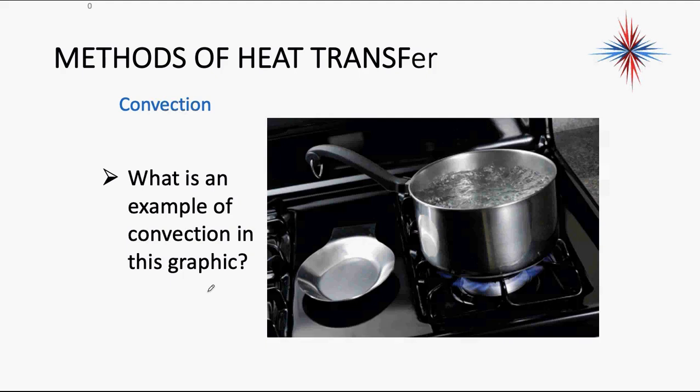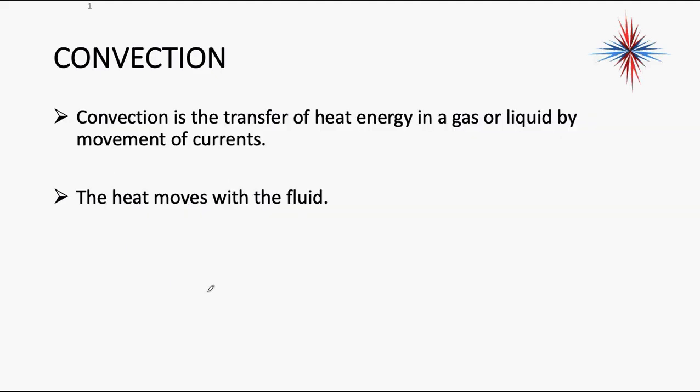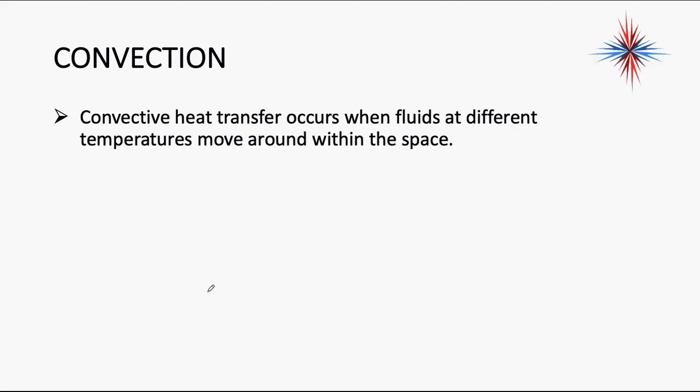There's another term we have to be aware of. It's called forced convection. A fan that cools a computer circuit board is forced convection. Natural convection is cool air coming into a warm room. Again, we have air patterns, and it's either forced or natural. Convection is the transfer of heat energy in a gas or liquid by the movement of currents. The heat moves with the fluid. Convective heat transfer occurs when fluids at different temperatures move around within a space.